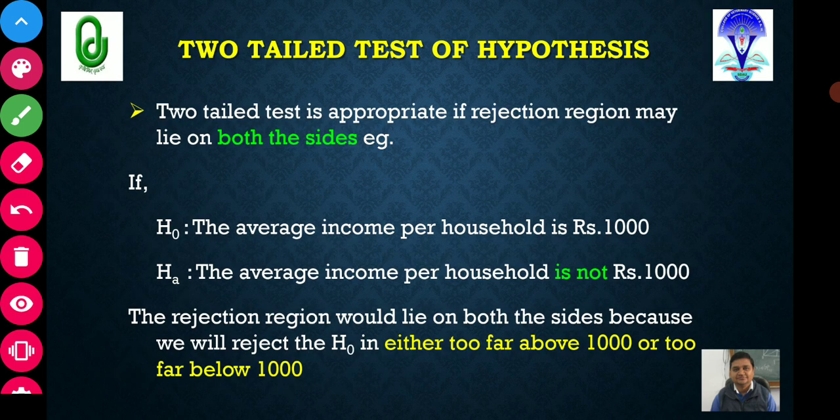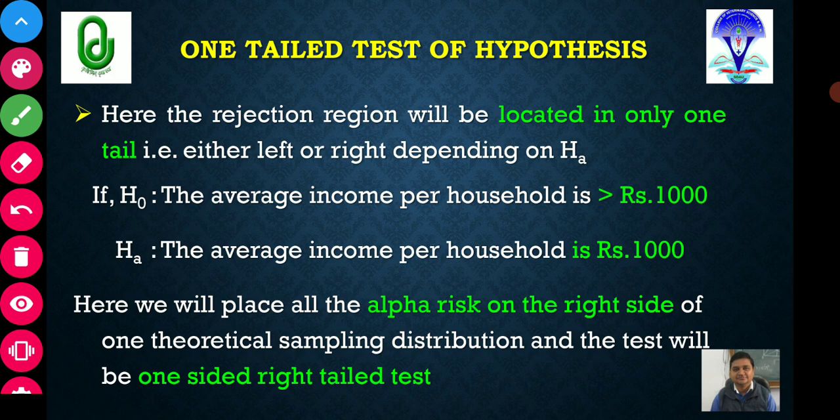So this is the example of a one-tailed test. Here the rejection region will be located on only one side. We will be seeing the graph for it, and that will be either on the left side or right side depending on our alternate hypothesis. Whatever alternate hypothesis we have assumed, based on that the rejection region will be either on the left side or right side.